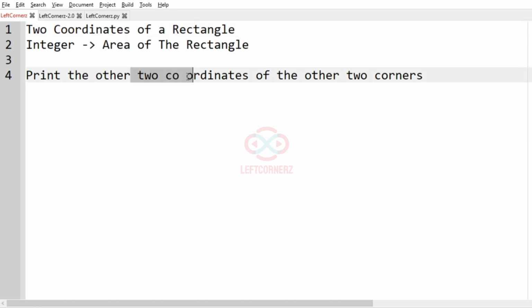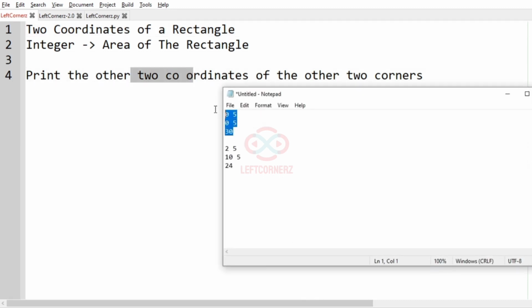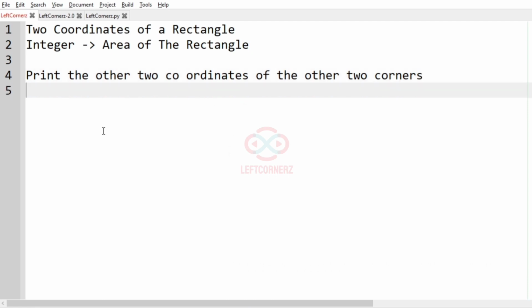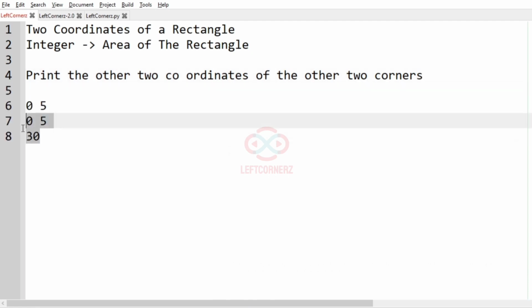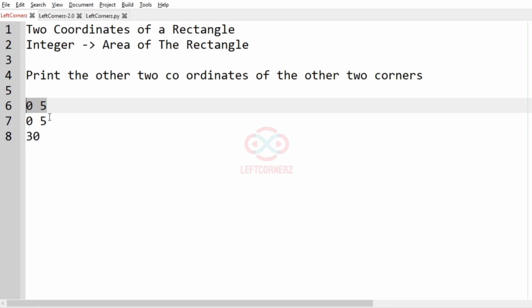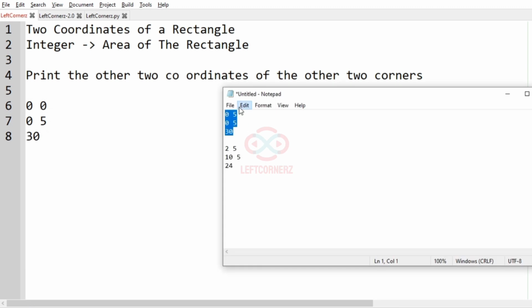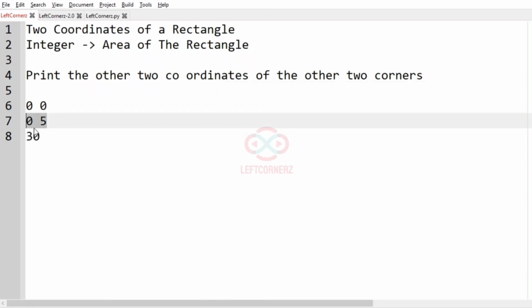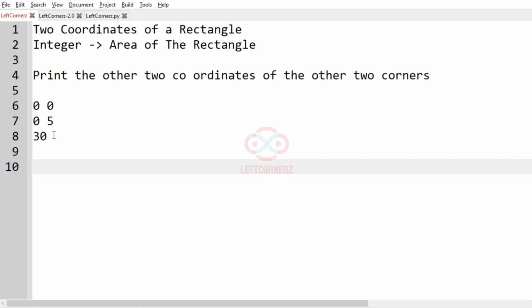Now let us check for our test cases. This is our first test case. In this test case, 0, 5 is the first coordinate and 0, 5 is the second coordinate. The test case is wrong, sorry. So 0, 0 and 0, 5, which are the two coordinates. Now we can see here x1 and x2 are same, that is 0 and 0.